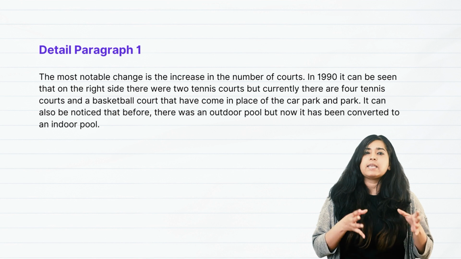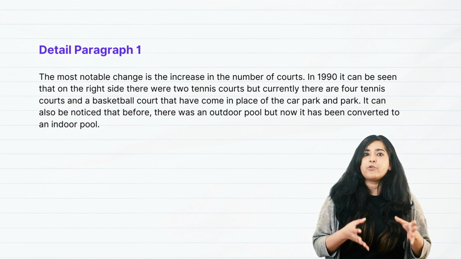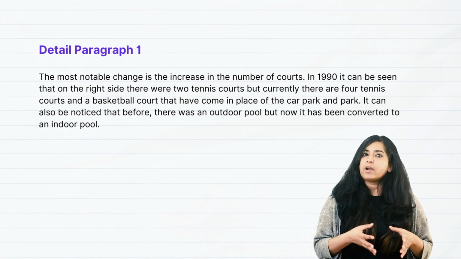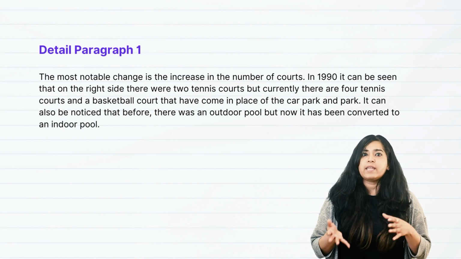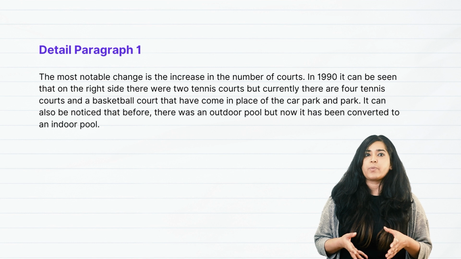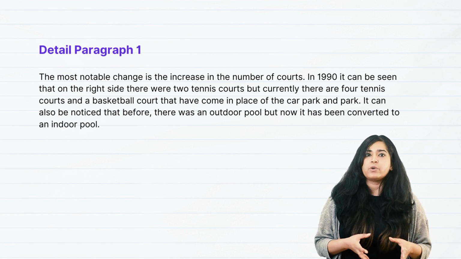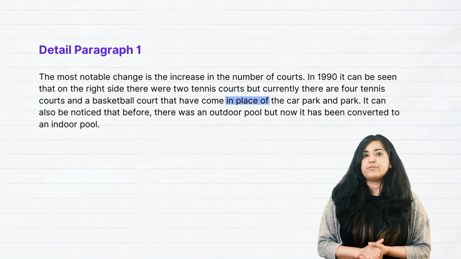In 1990, it can be seen that on the right side there were 2 tennis courts, but currently there are 4 tennis courts and a basketball court that have come in place of the car park and park. It can also be noticed that before there was an outdoor pool, but now it has been converted to an indoor pool. Just to give it some variation and add to our grammatical range and accuracy score, instead of saying replaced again, we have rephrased it to in place of. Great, we've completed 3/4 of our essay. Let's go on to write our final paragraph, which is detailed paragraph number 2.